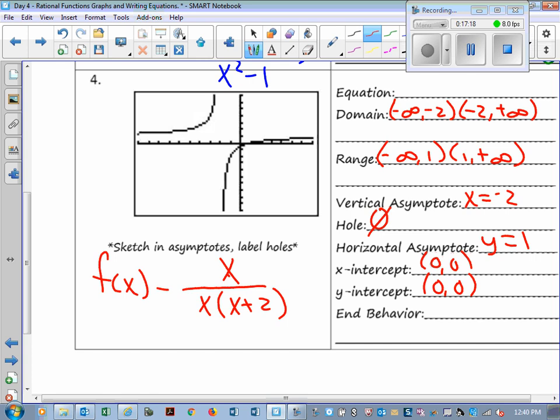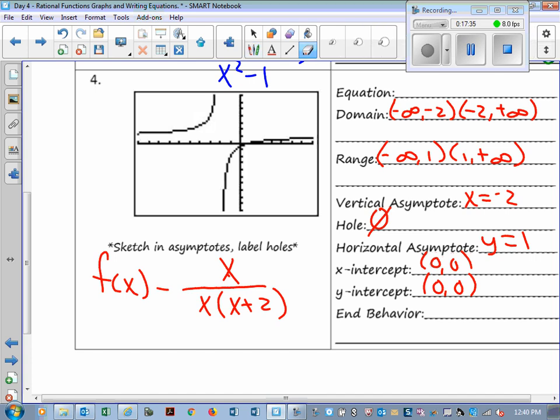Can we time out? Where should you always start? Vertical asymptote. If we have a vertical asymptote at x equals negative 2, what do we have to have in our denominator? All right, so let's start with that. We got x plus 2.